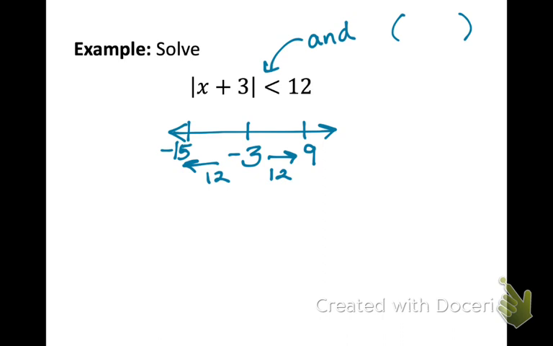So since it's an and, I know I'm going to be between two things. Why did I put parentheses and not square brackets? Because there's no equal to. So that means all my numbers between negative 15 and 9 would be my solutions. So my answer in interval notation would be parenthesis, negative 15 up to 9, parenthesis. That's how we solve it graphically.